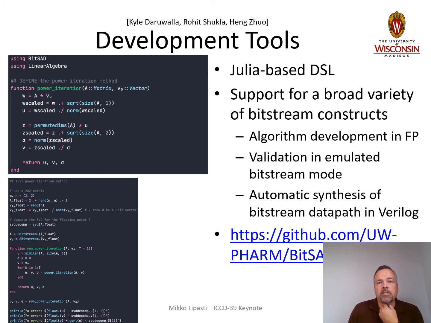So he has implemented two generations now of a tool called BitSad, which is essentially a compiler and automated hardware synthesis environment that allows you to specify, using a high-level language, programs that will then operate in this bitstream domain. And it's written in Julia, so it's a familiar language to people who are working on machine learning kinds of applications already. And it has lots of syntactic sugar that makes life easy.